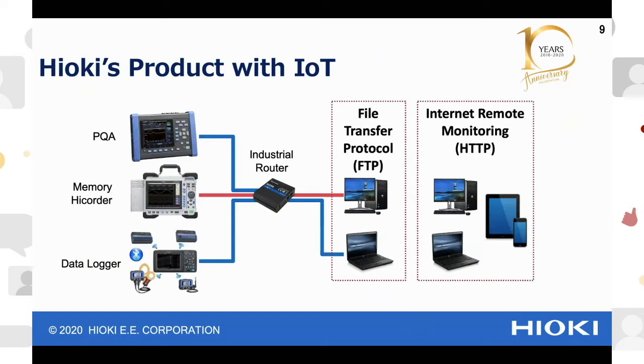So these are the Hioki products with IoT. On the left, you have the Hioki products which are connected to the router here with the data SIM card installed. It has to be a data SIM card, not a SIM card that can be used for making phone calls. It has to be a pure data SIM card. Now the data can be piped back to the laptop installed with GENNECT One for FTP, file transfer protocol. This is an automated downloading of data to your laptop, or you can use third-party FTP software like, for example, FileZilla. And also the data can be viewed via the HTTP remote monitoring as such.